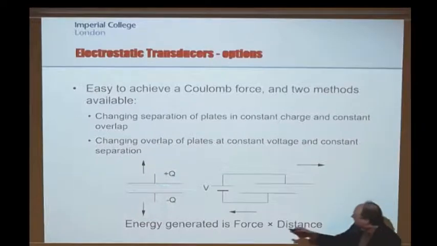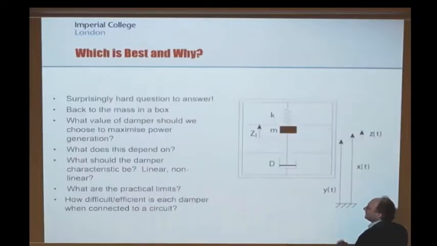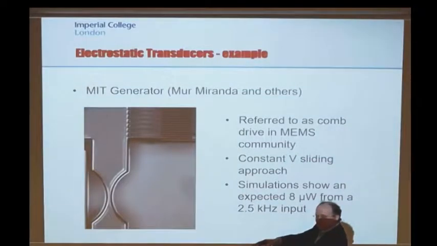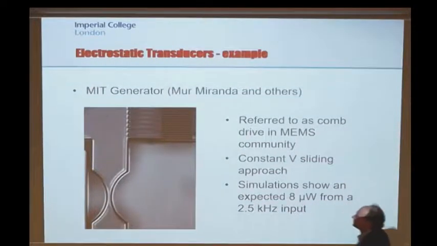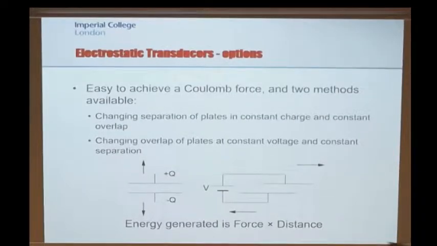And both of these ways of operating, the parallel plate separation with constant charge or the constant voltage and sliding type approach, and this of course is the one that the MIT guys had, where they had a whole load effectively of parallel plates that they were sliding on top of each other in this comb drive arrangement. Both of these produce a constant force irrespective of the position and irrespective of the velocity. You can control that force depending on the charge that you put on here or the voltage, but once you've set those electrical parameters it becomes independent of what's happening in the mechanical system.